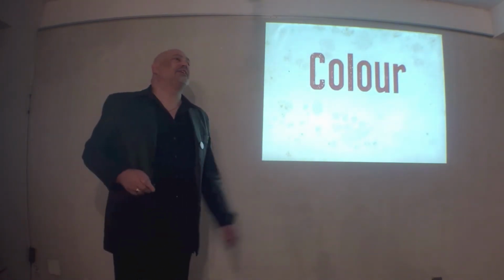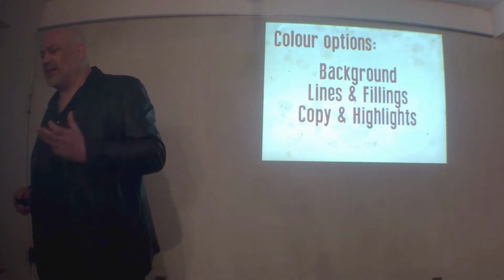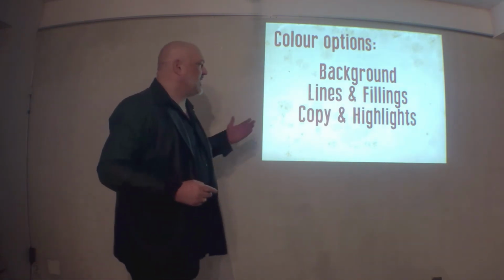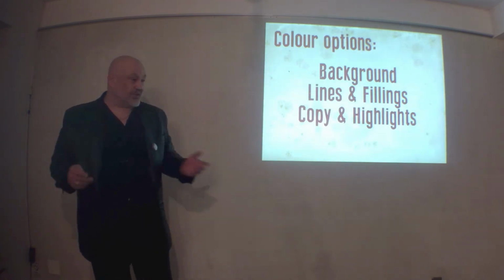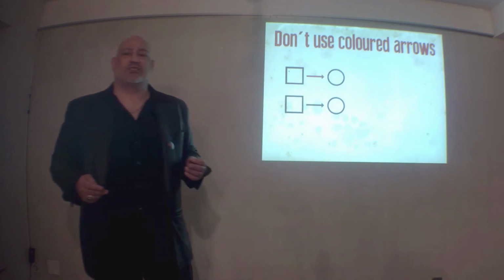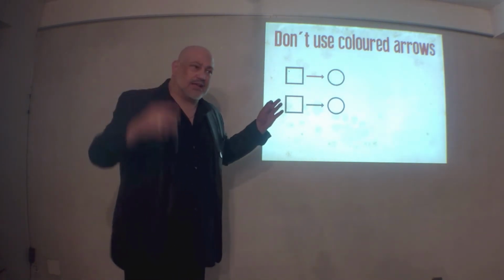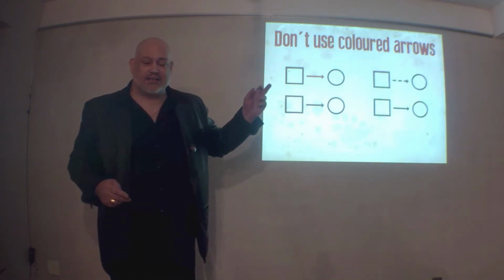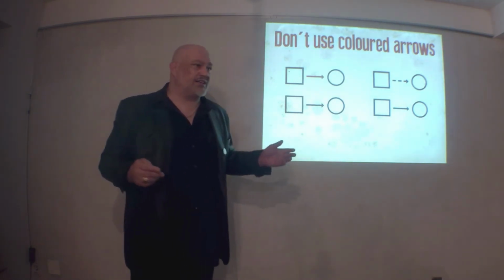So next thing is color. Color is very useful. You've got different color options, like for the background, the lines, the fillings, copy, highlights, whatever else you use in your presentation. But there's one thing: just don't use colored arrows, not those little ones, because like in the last row, nobody sees which color it has. In that case, I would prefer dashed lines. Yeah, it's quite easier to look at.